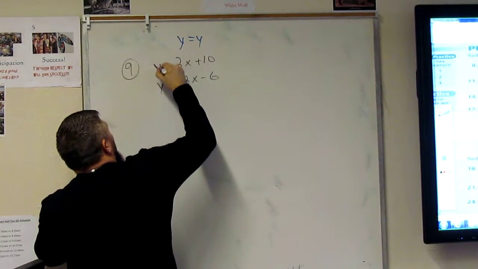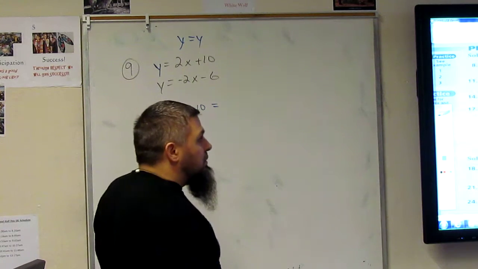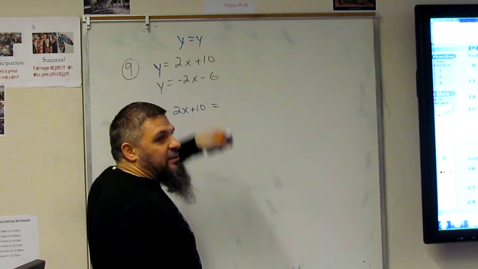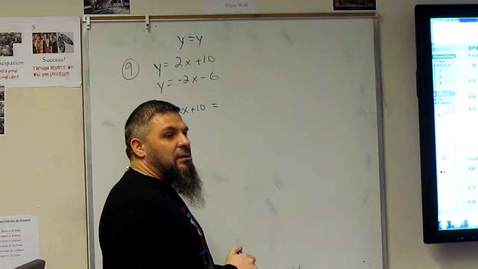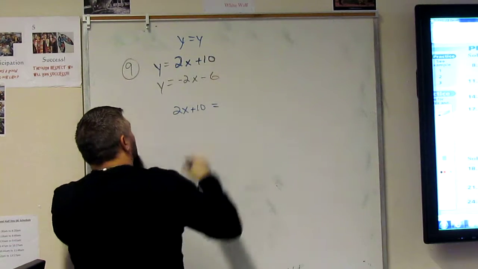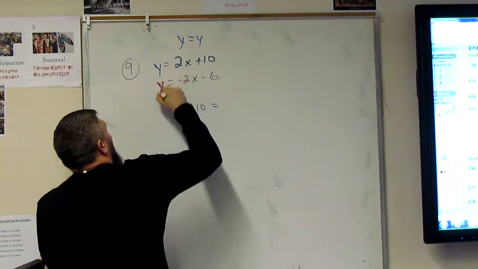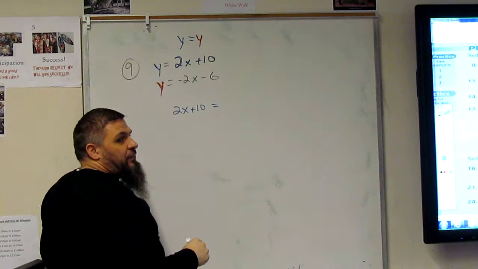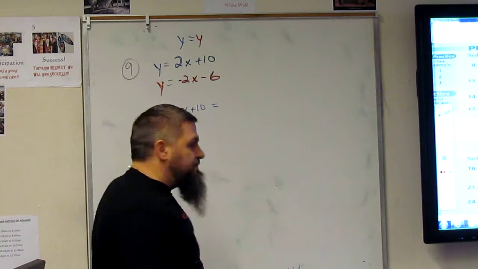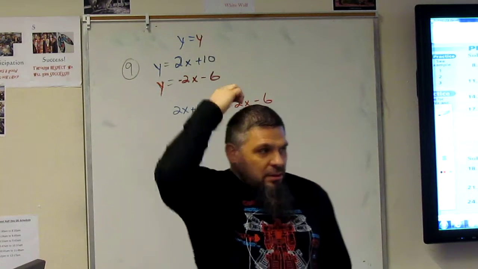Okay? So this y, 2x plus 10, okay, is equal to this y, which is negative 2x minus 6. Okay? That's all it is.